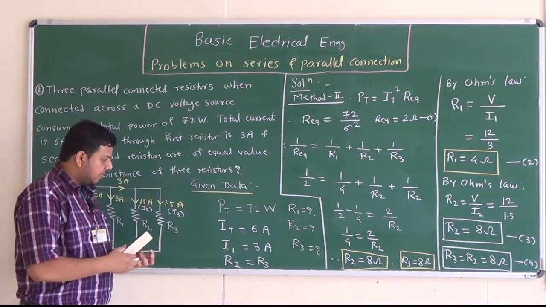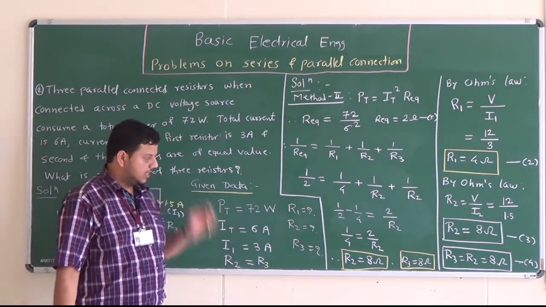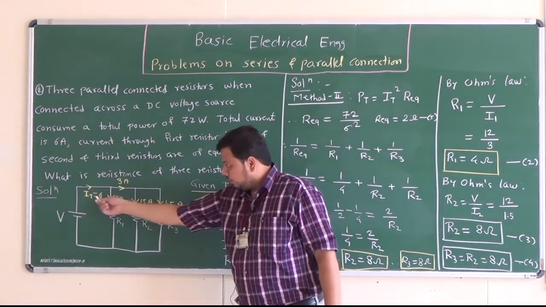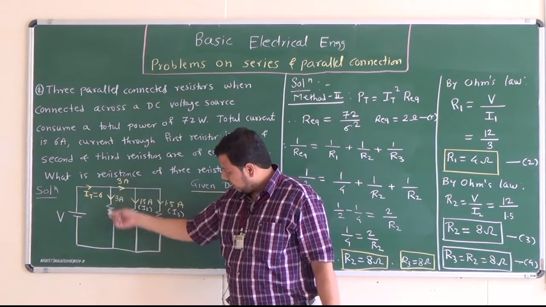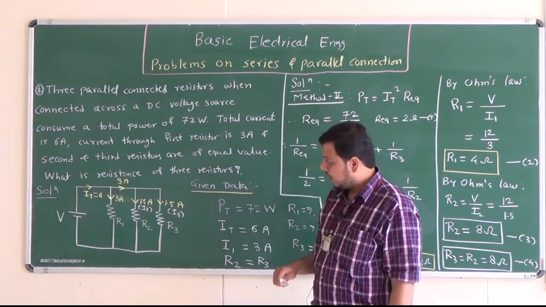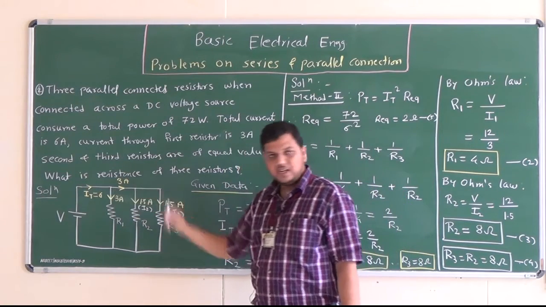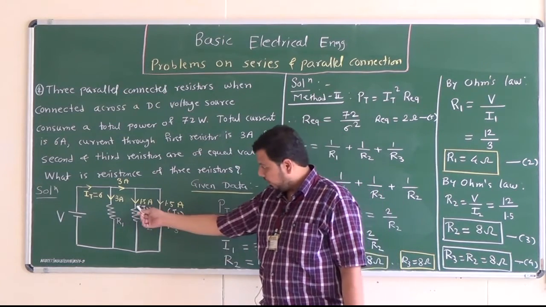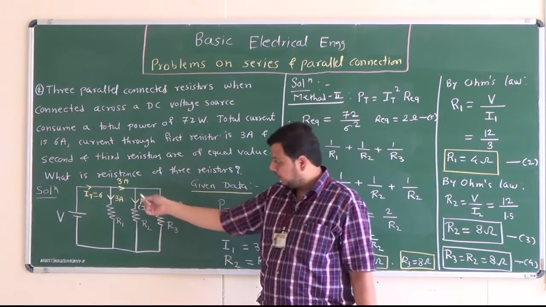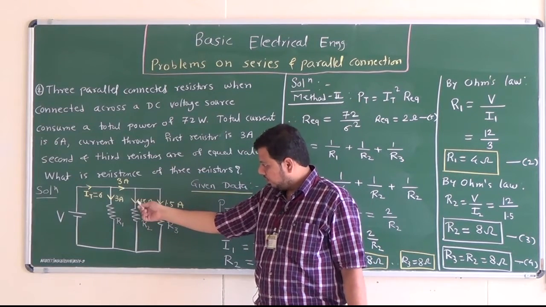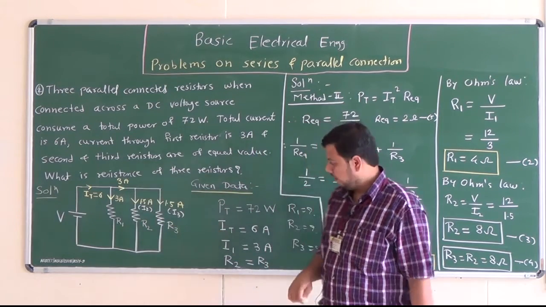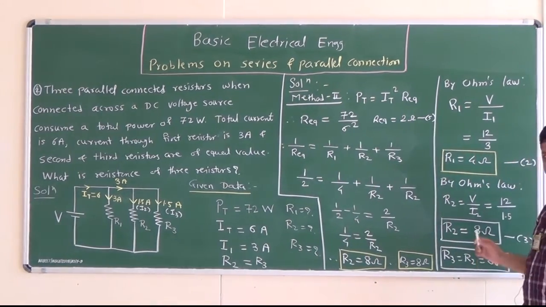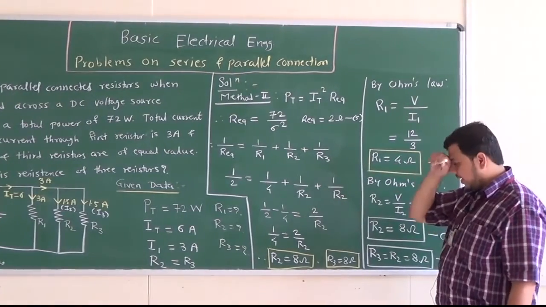So we can determine all the unknown resistors by different ways. In the first way, total current is 6 ampere. Out of that, 3 ampere current is flowing through resistor R1. So remaining current will be 3 ampere. As these two resistors are of equal value, the current will divide by half, that is total current divided by 2. So that is 1.5 and 1.5. And by applying Ohm's law, we can determine R2 is 8 ohm, R3 is 8 ohm. And R1 already we have determined as 4 ohm.